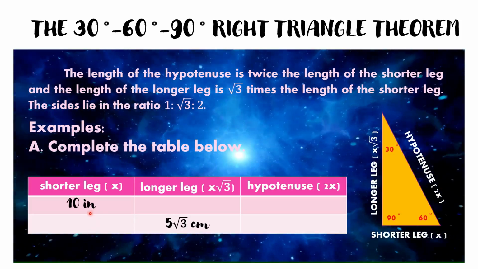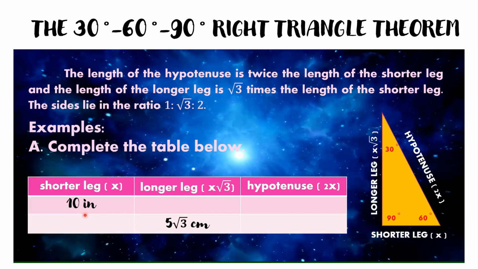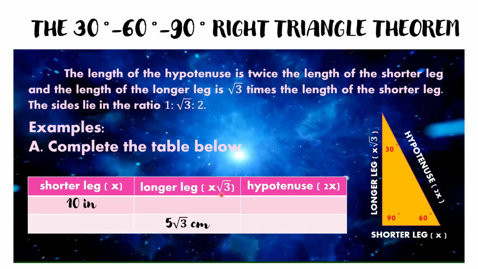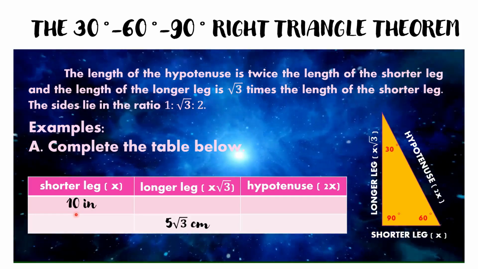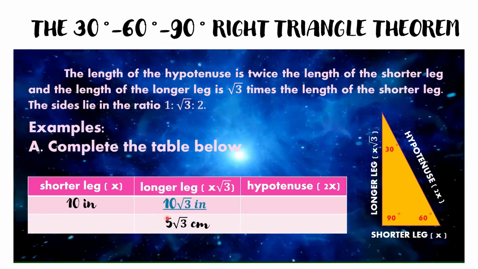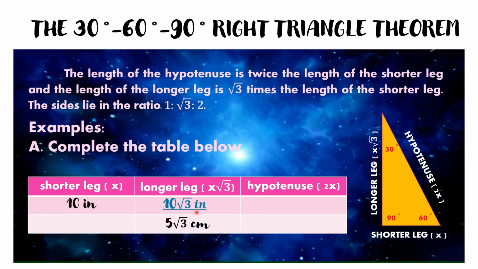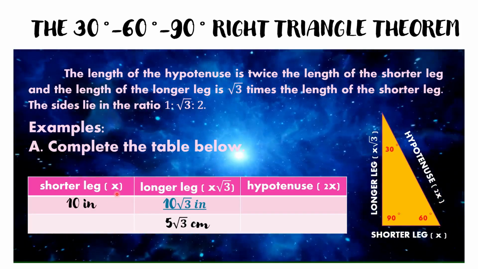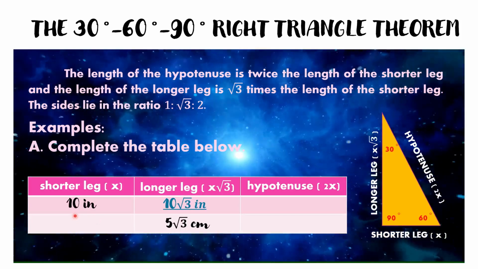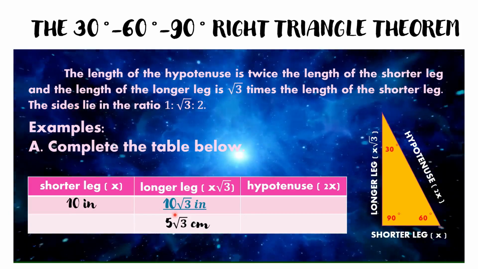So, yung una, the given is the shorter leg, which is 10 inches. So, if x is equal to 10, longer leg natin, x square root of 3. Sa-substitute nyo lang ito, magiging sagot natin dito is 10 square root of 3 inches. So, again, bakit siya 10 square root of 3 inches? Kung ang shorter leg is represented by x and longer leg is represented by x square root of 3, since x is 10, substitute nyo lang po, ang longer leg natin ay 10 square root of 3.